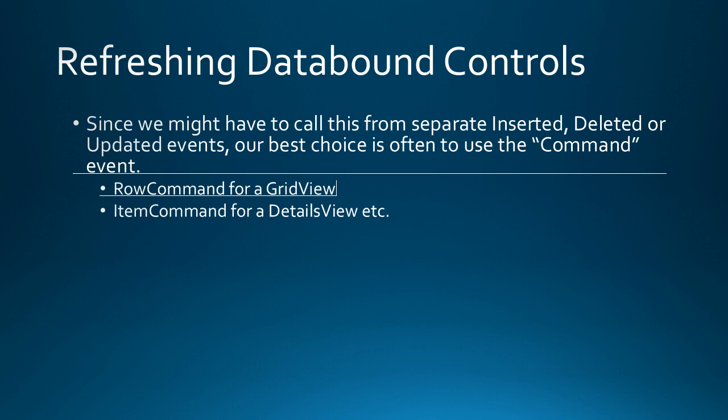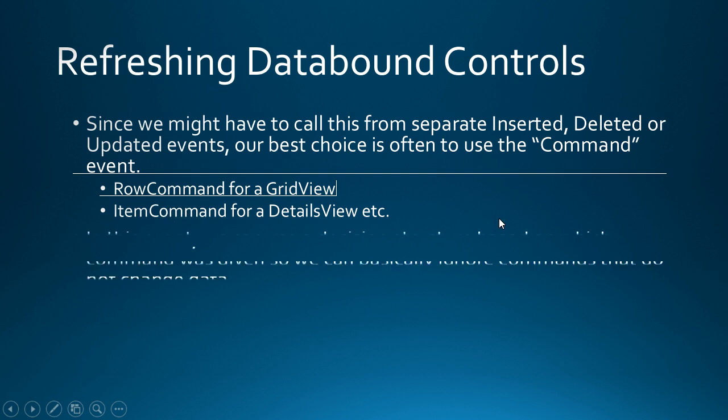Okay, so it could be that we've done different things, like in our details view, right? We might insert, we might update, we might delete, and so on. So rather than putting this code in each of those different after events, we can just use that common event, the command event, right? So in a grid view, it's the row command, and in a details view, it's item command. It's like our funnel, okay? All the commands go through there, okay? The other events all still hit this general command event. So in our details view, it's the item command event. That's the one we're going to use, right?